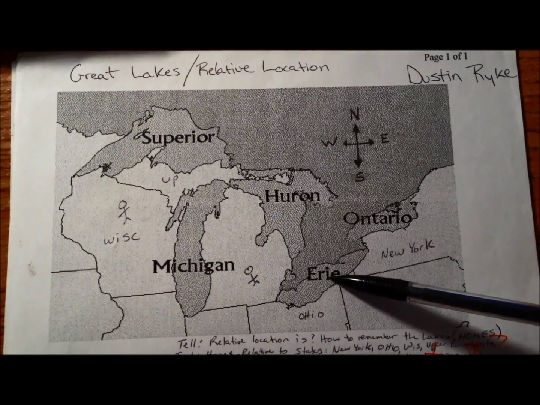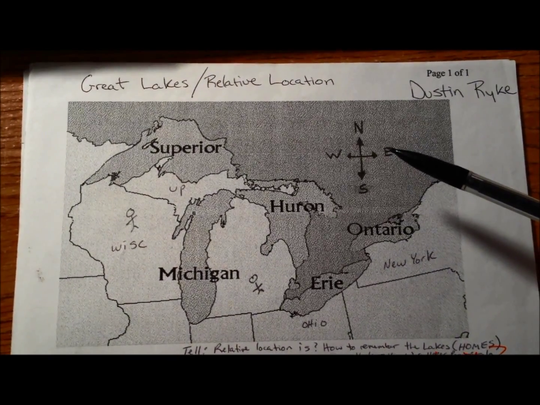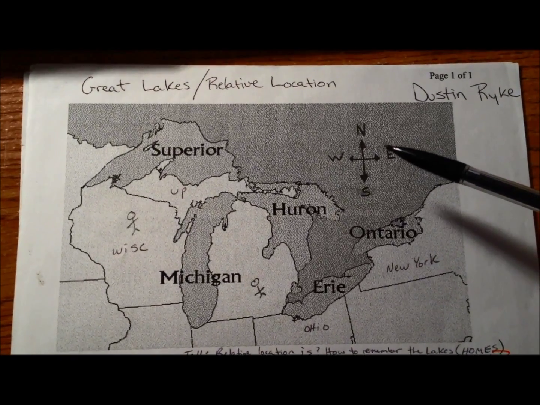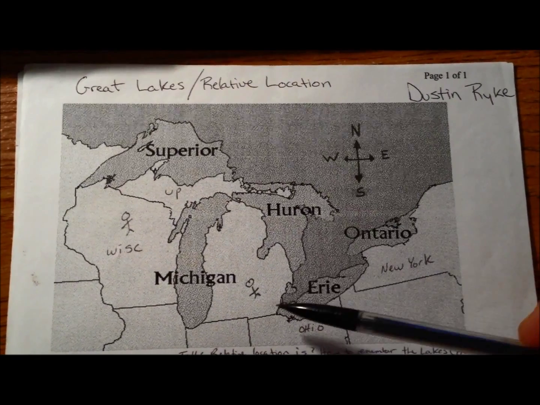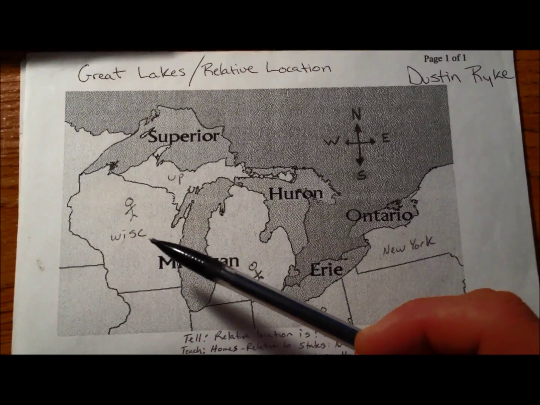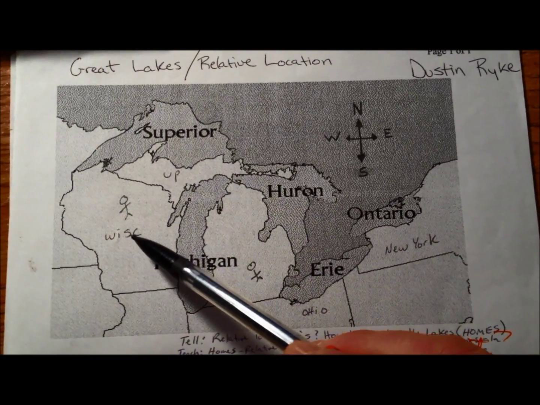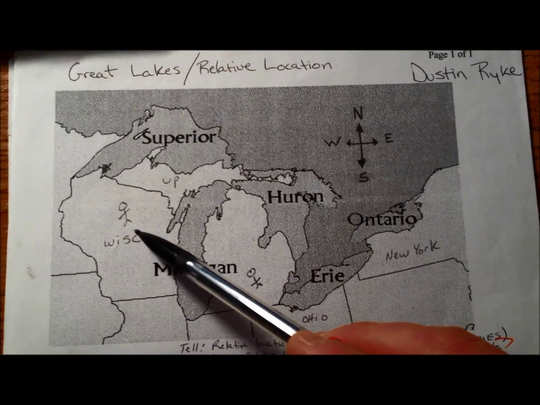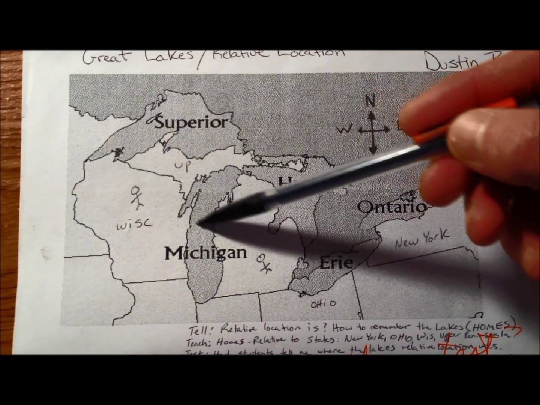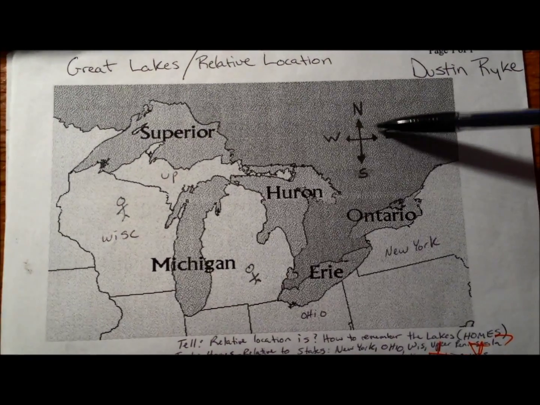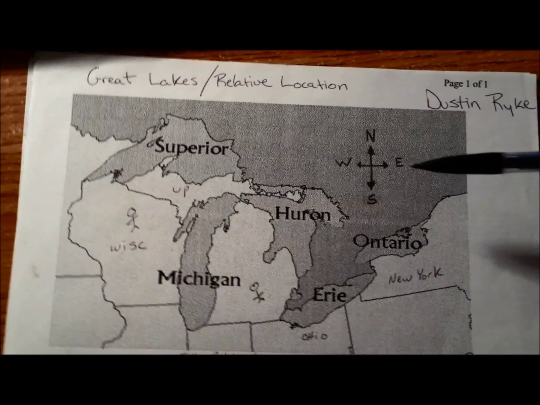Lake Erie. The person in Michigan would say that the relative location of Lake Erie is east because it is east of their location. Now, the person in Wisconsin would say that the relative location of Lake Erie is southeast. As you can tell, the person is up here. Lake Erie goes southeast, as you can tell on our compass right here. It goes right down here.